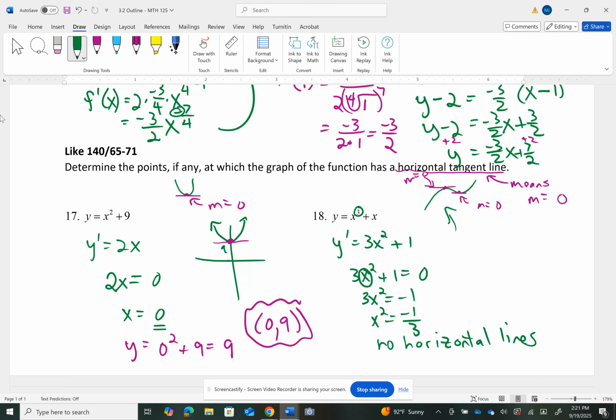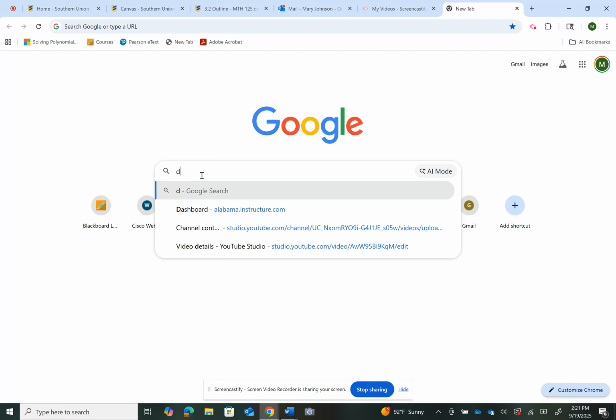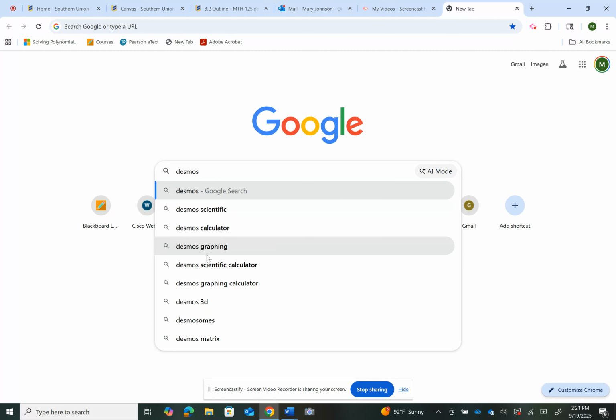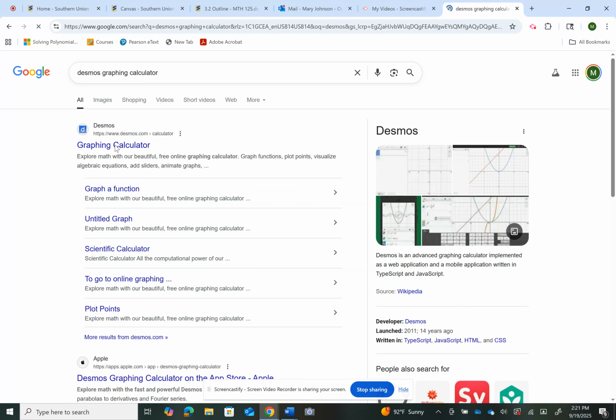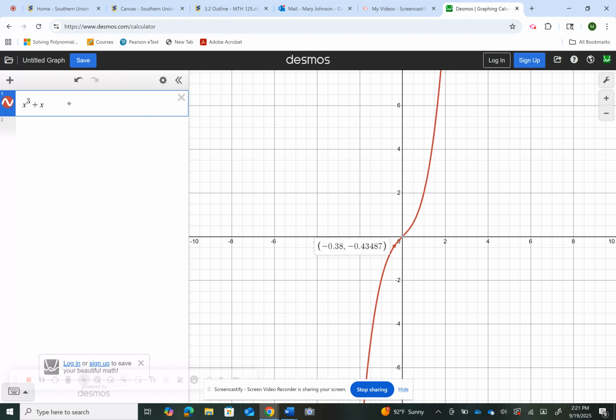Let me pull up Desmos real quick and I'll end the video with a picture of what the graph looks like. All right, so if I graph x to the third plus x, it doesn't actually form a true turning point. It just kind of has an inflection point right there. So it doesn't really have any horizontal tangent lines, is what we found.